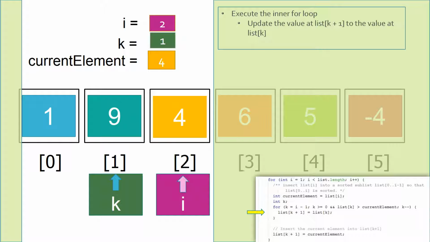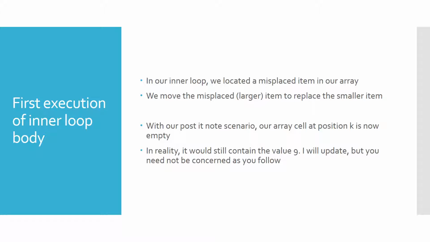In our inner for loop, we're going to update the value at k plus 1 and make it the value of k. So we're basically going to move our 9 over to take the position there, because they weren't in order. So we've moved our 9 over. It needed to bump over. So in our inner loop, we located that misplaced item. We moved the misplaced or larger item to replace the smaller item.